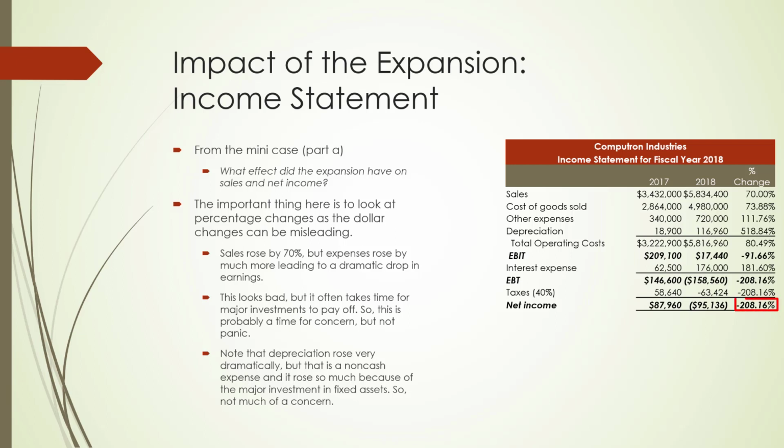And then net income also went down by 208%. That's troubling. But again, remember that this was a long-term investment, and the 2018 results represent short-term results. And presumably, the company wouldn't have made this investment unless they expected it to pay off eventually. The problem is, because of the dramatic decline in net income, people are starting to second-guess that decision.